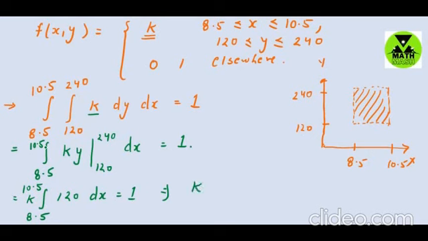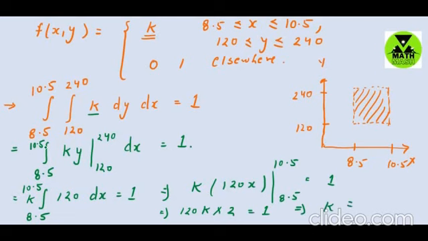Now integrate this 120 with respect to x, so this becomes 120x, and take the limits from 8.5 to 10.5, and this is equal to 1. So this is 120k. I can take the 120k outside, and when we plug in x equals 10.5 minus 8.5, which is equal to 2, that means 120k multiplied by 2 is equal to 1, and from here the value of k is equal to 1 by 240.